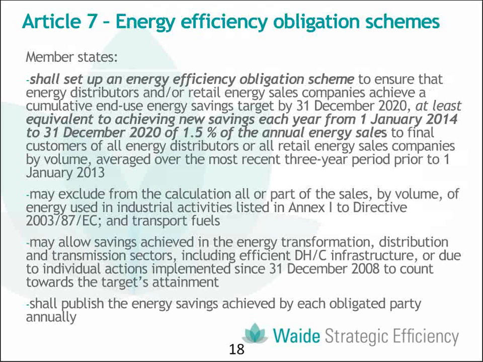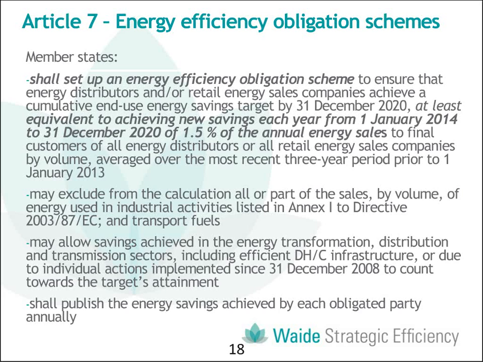Article 7, and this is probably the most significant article, or certainly one of them, concerns the development of energy efficiency obligation schemes. And under this, member states have to set up an energy efficiency obligation scheme to ensure that energy distributors and/or retail energy sales companies achieve a cumulative end-use efficiency savings target by the end of 2020, which is at least equivalent to achieving new savings each year from January the 1st, 2014 to 31st December 2020 of 1.5% of the annual energy sales to final customers.